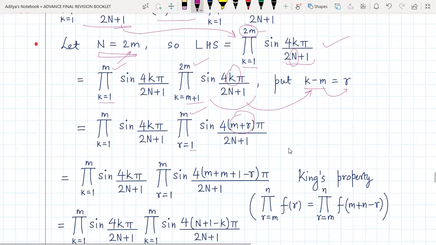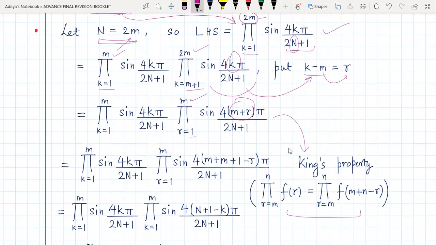Now what we are doing is we are using King's property. What is the King's property? This is the King's property. It is just like summation. In summation also we have this property. So basically the thing is, if we have a product f1 into f2 into blah blah blah till fn, after applying King's property it simply gets reversed. So it becomes fn into fn minus 1 up till f2 into f1. Okay, so basically what we are saying is King's property is nothing but the reversal of the product series, right?